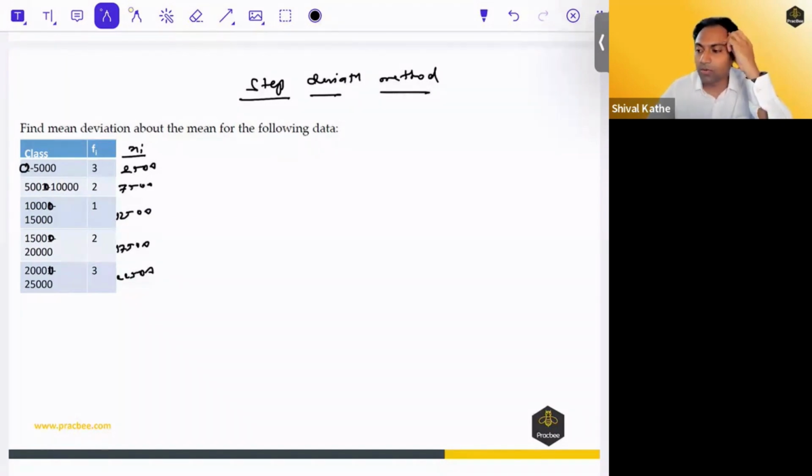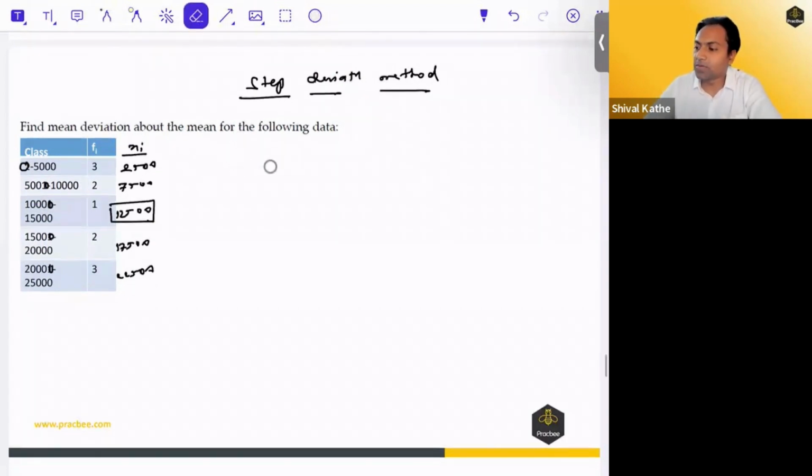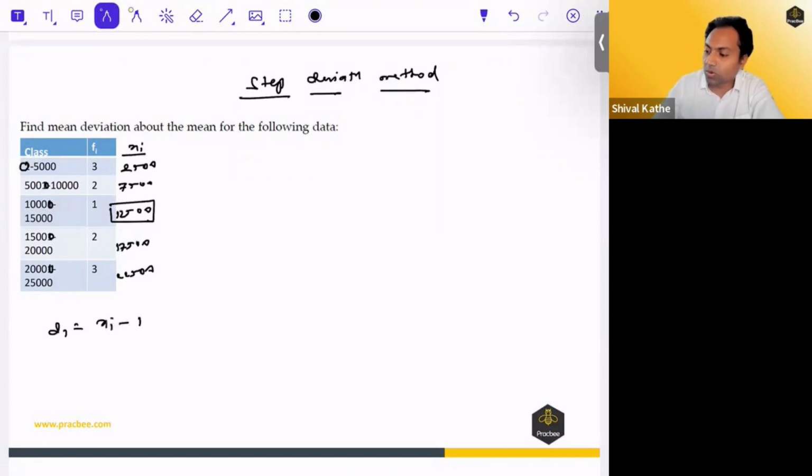So in order to reduce our calculation, we will introduce di. What is di? It is xi minus the middle value, that is 12500, and divide by 1000. In fact, 5000 we can do, that will be more logical. So I write it on the side, because here the calculation is going to become messy. So it is xi minus 12500 divided by 5000.